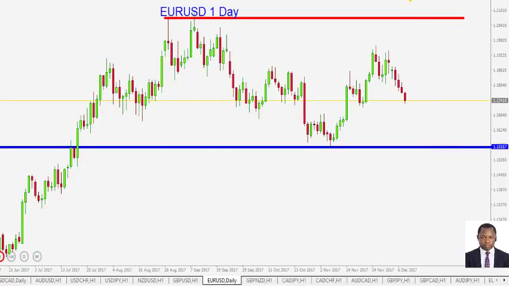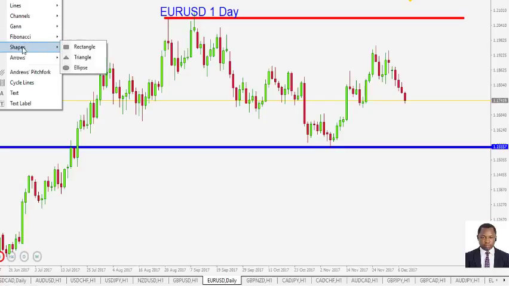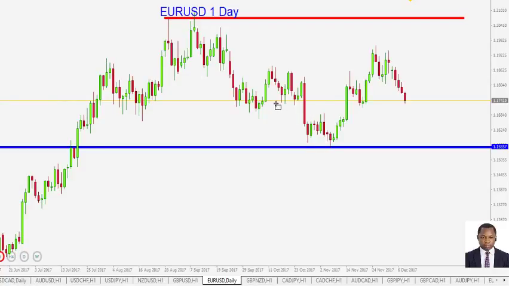For this pair, let's mark this area. We are going to mark this zone. Let's mark this zone. That is the key area to look for price reaction.